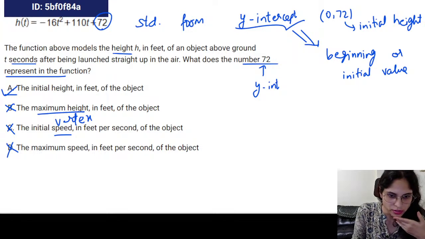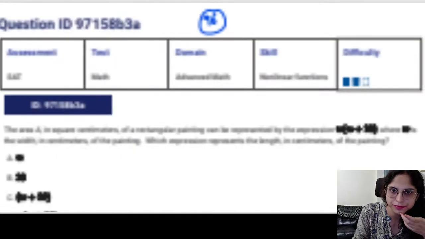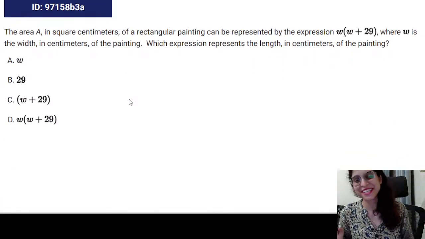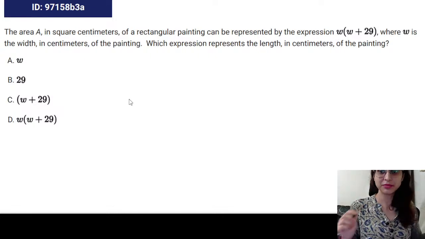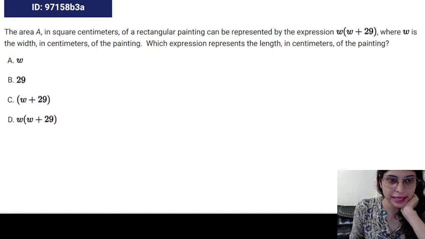Now the next question is 96. Again, the area problem. Their favorite problem is the area problem. Area in square centimeters of a rectangular painting can be represented by the expression W times (W plus 29). W is the width, which expression represents the length.